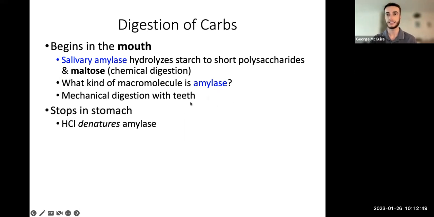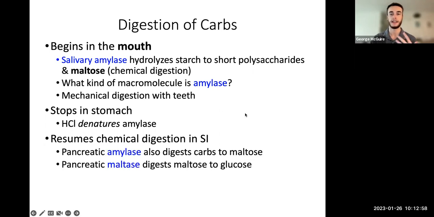Digestion will then halt in the stomach. The hydrochloric acid in our stomach actually denatures amylase, and so that enzyme can no longer be active, breaking apart these sugars. And then carbohydrate digestion will resume and finish basically as far as what we are contributing to the digestion of sugar. This will stop within the small intestine.